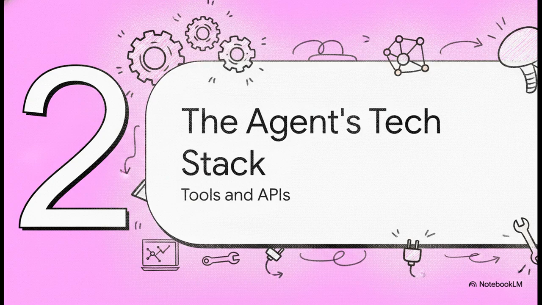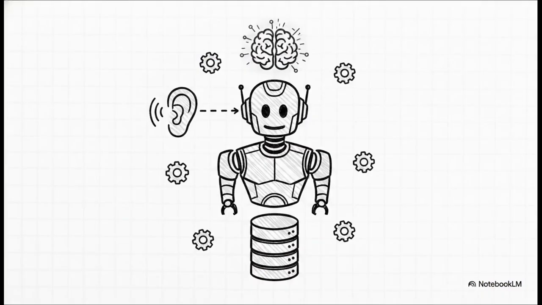Moving right along to Section 2, the agent's tech stack. This stack is what gives our agent its brain, ears, and memory. For the core server architecture, we're using Node.js and Express to handle routes and health checks. The ears of the operation? That's the Slack API and Bolt framework, which listens for socket mode events like team joins.